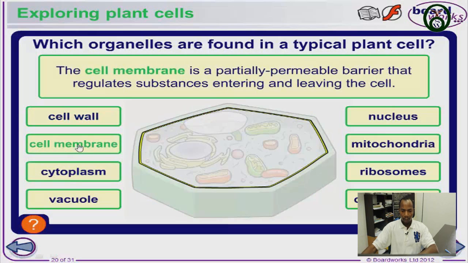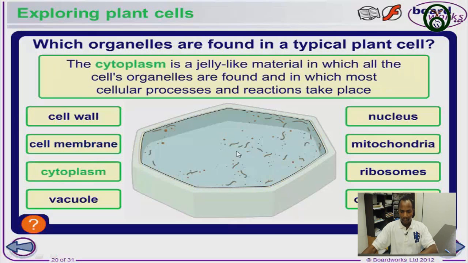What of the cell membrane? The cell membrane is this thin inner layer that controls what goes in and out of the cell. So that is a partially permeable membrane that regulates substances that go in and out of the cell. What of the cytoplasm? This inner dot that you can see. The cytoplasm is the jelly-like substance in which all the cell organelles are found, and where the metabolic reactions or chemical reactions in the body of the cell take place.